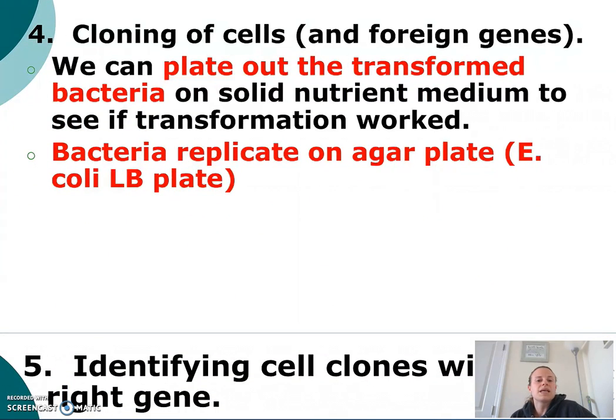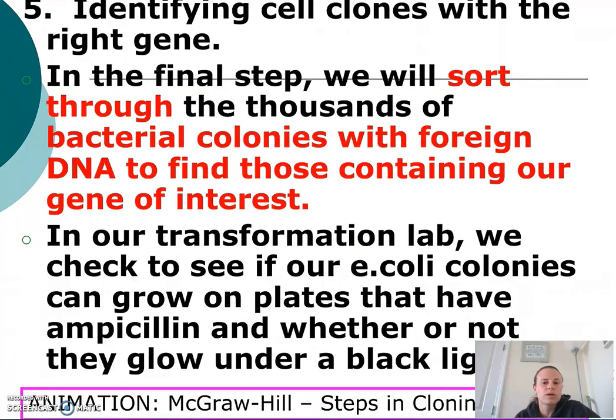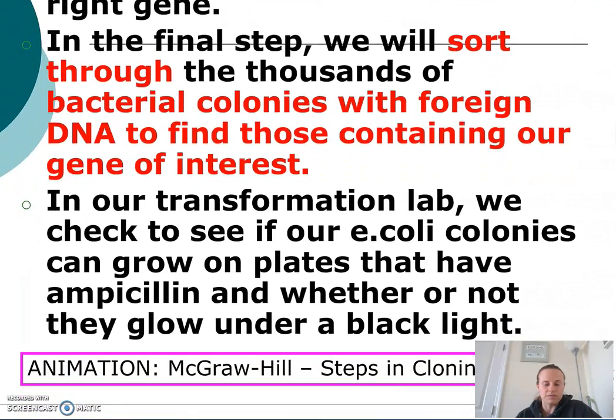Then we're going to plate out the transformed bacteria and allow the bacteria to replicate on an agar plate, for example an E. coli LB plate. LB just stands for Luria broth. The Luria broth contains what the E. coli needs to replicate on a plate. And then I'm going to identify the cell clones that have the right gene. We're going to sort through the bacterial colonies that may or may not have the foreign DNA, because those that have the foreign DNA now contain our genes of interest.